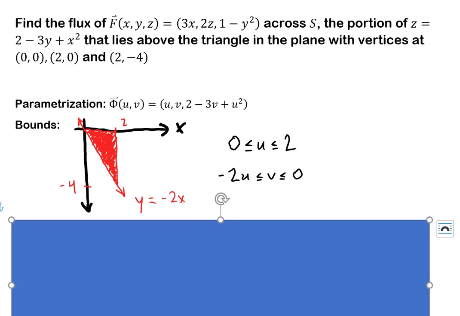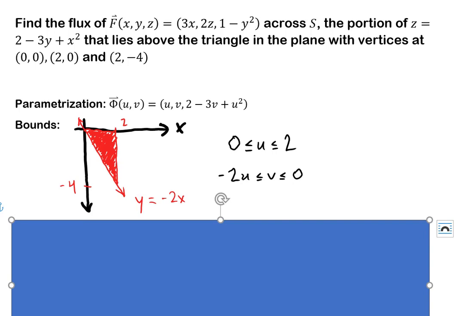We need the triangle in the plane with vertices at (0, 0), (2, 0), and (2, negative 4). You can see that I've sketched the x and y axes here on the left-hand side of your screen, and I sketched that triangle out. We need the equation of the line that's forming the hypotenuse of our triangle, and you can find that with very little trouble. The equation for that line is y is equal to minus 2x.